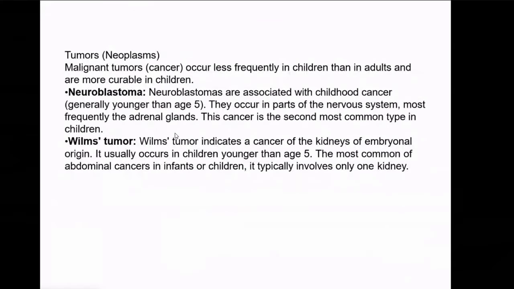Next is the tumor. Tumor is a well-known term. There are two types: malignant and benign. Malignant tumors, or cancers, occur less frequently in children than in adults, and are more curable in children. Neuroblastoma is associated with childhood cancer and generally occurs in the younger age group, under 5 years. It occurs in parts of the nervous system, most frequently in the adrenal glands.